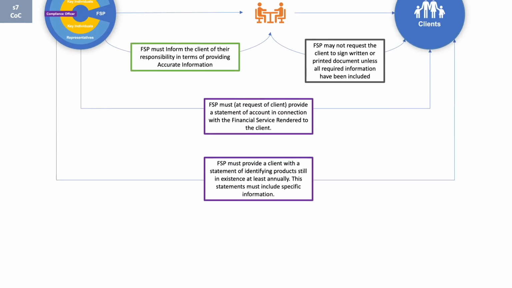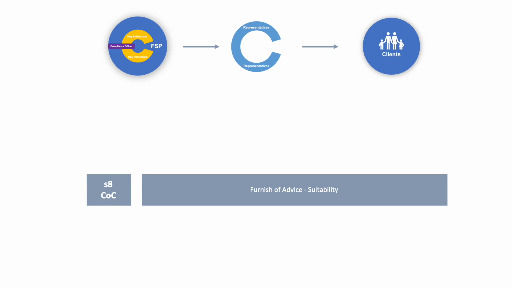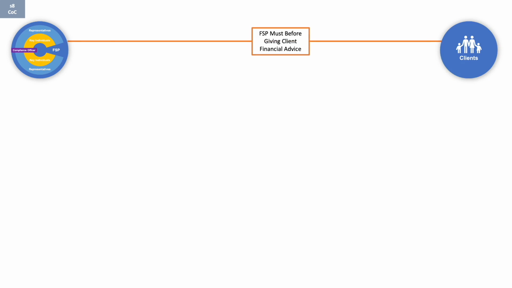We have now covered all of Section 7, dealing with the information that the FSP must provide the client with regards to the rendering of the financial service. Note that this section is long with a lot of details, so make sure you go through it and understand all the requirements laid out. Let's look at Section 8 of the Code of Conduct, which covers what must be done before furnishing and or giving advice to a client.